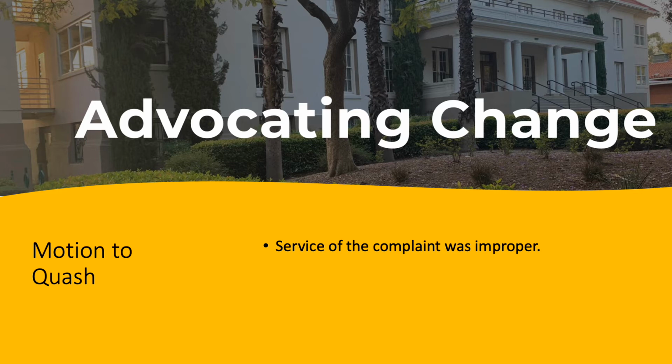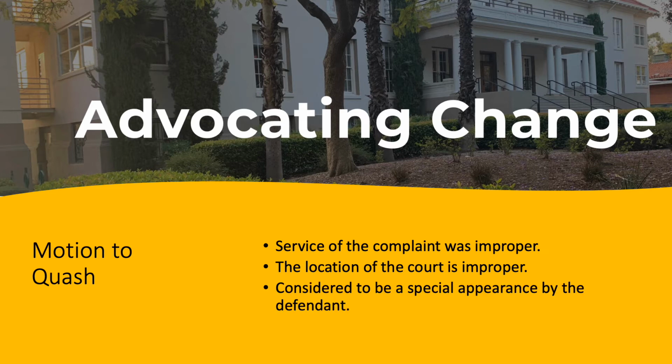A motion to quash can be used in a few different ways. A motion to quash service of summons is used when the service of the complaint was improper, which would render it void. This could be because the service of the complaint was done in an unauthorized way. The motion to quash may also be filed if the location is improper. This means that the court selected by the plaintiff lacks personal jurisdiction over the defendant, such as the defendant having a connection to California. When filing a motion to quash, the defendant is considered to have made a special appearance. If the court agrees with the motion, the case will be dismissed. If the court rejects the motion, the defendant must then respond to the complaint in 15 days.